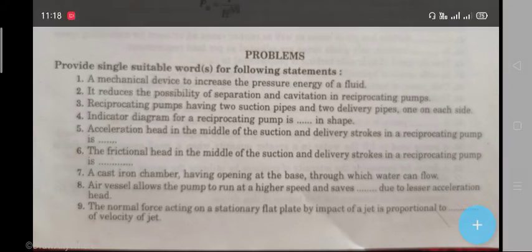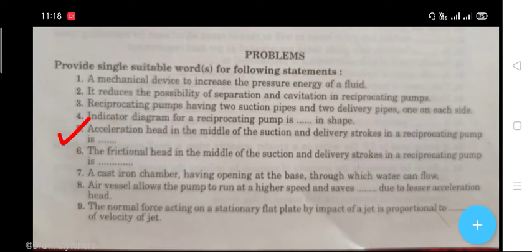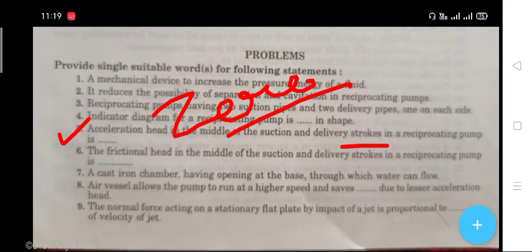Next question, question number 5: acceleration head in the middle of the suction and delivery stroke in a reciprocating pump is dash. The right answer is 0.